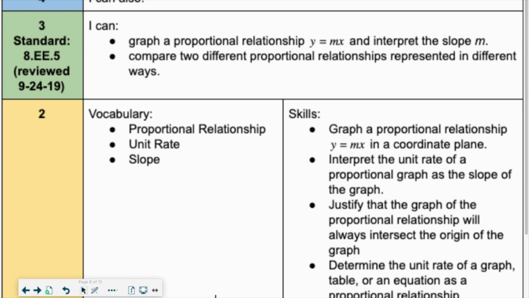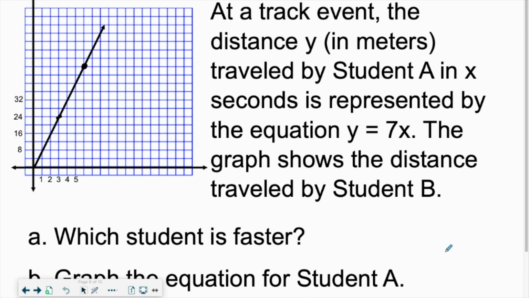Remember, we're doing this because we're talking about our standard where we want to graph proportional relationships. Now, again, you can see down here, we're talking about interpreting the unit rate of a proportional graph. We're talking about interpreting the slope. So we're going to be looking a lot at slope, the unit rate, and proportional relationships. You have a word problem just like this on your assignment, but it deals with cars or kayaks or something like that. But here we're talking about a track event.